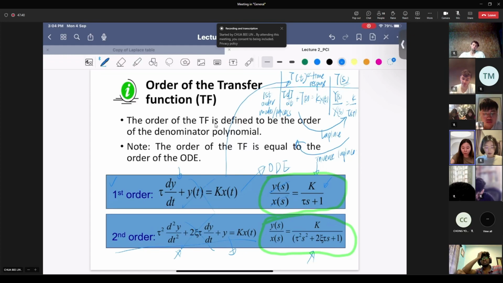So for this one, don't use the small letter. If it is a time response, let's change everything to capital. Okay, so this is actually your G, transfer function, G. So what is G? G is the transfer function using the s response. Okay, so this is the first order transfer function. This is the second order transfer function.